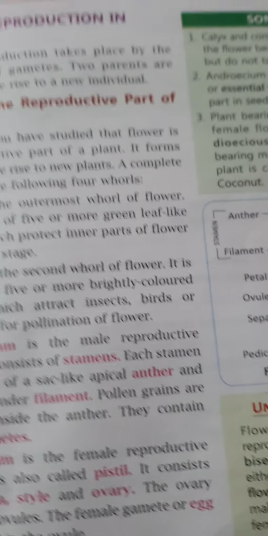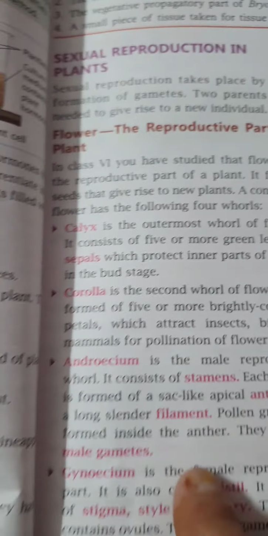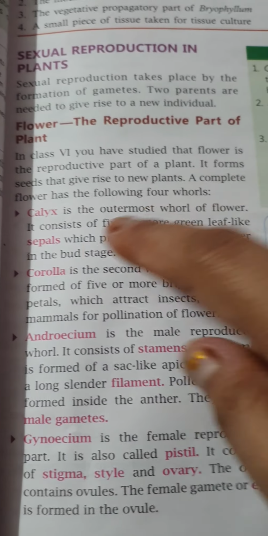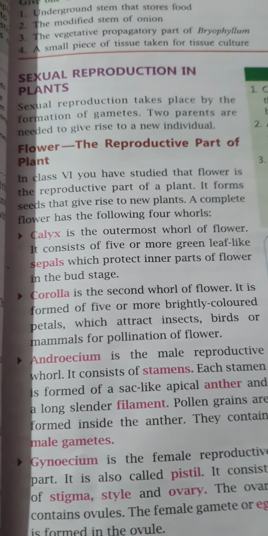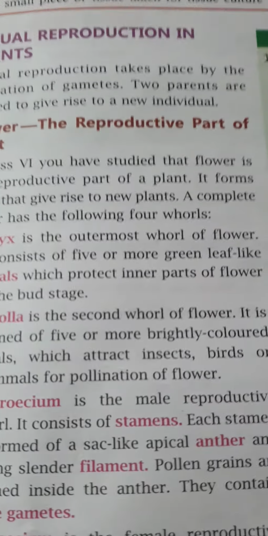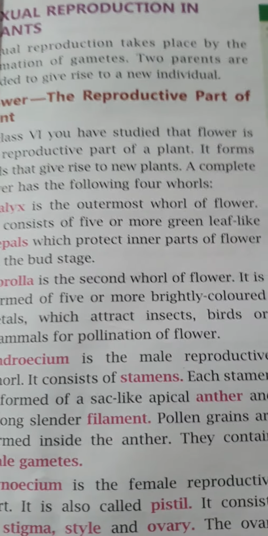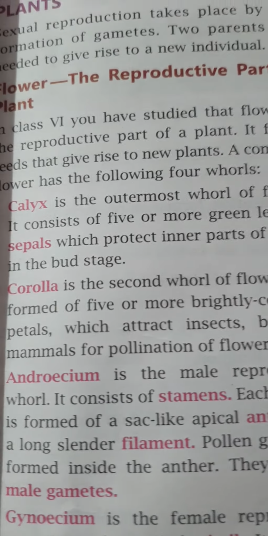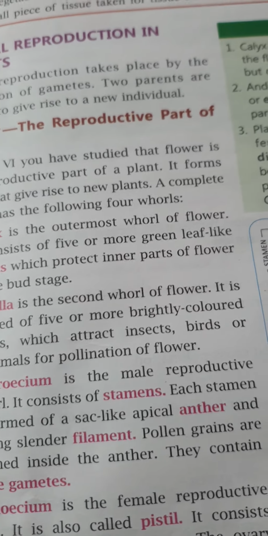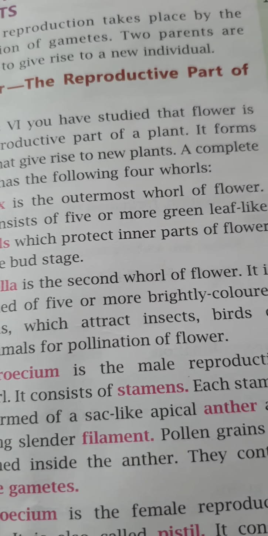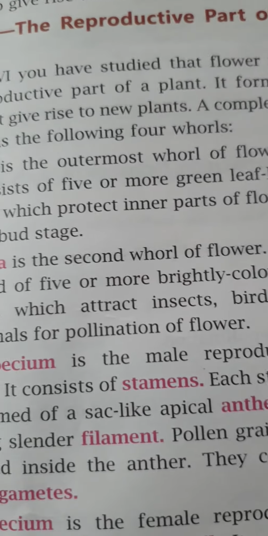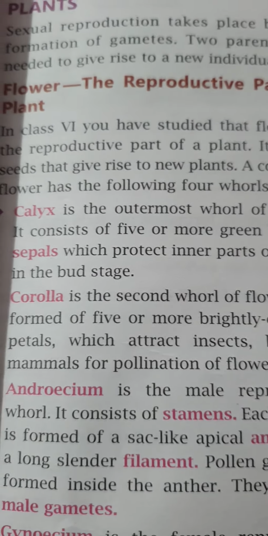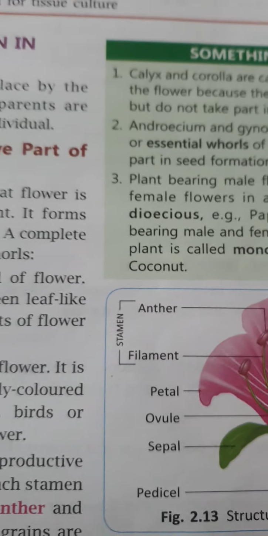Now we have completed the flowers, the reproductive part of the plant, in which we have read about all these four parts of the flower, or you can say the four whorls of the flower, which are involved in the reproduction of a flowering plant, or you can say in the angiosperm. So this is the structure of a typical flower we have studied.